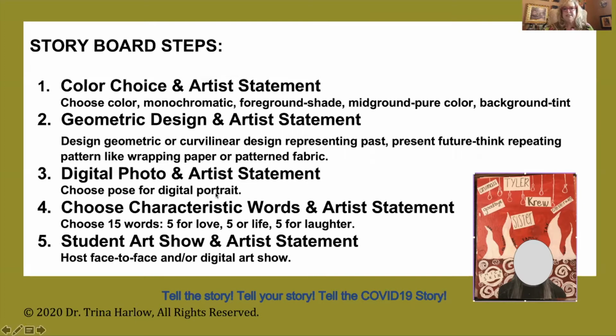The third step is a digital photo, and students can pose for a photograph if you have time, to give them time to think. That's good. In many cases, we just had to line them up quickly and take the photo. And then the next step is writing 15 words in various ways on paper with various handwriting styles and fonts and hand lettering, 5 words for love, 5 for life, and 5 for laughter. And then the last phase is the student art show, and you could do that face-to-face or digitally.